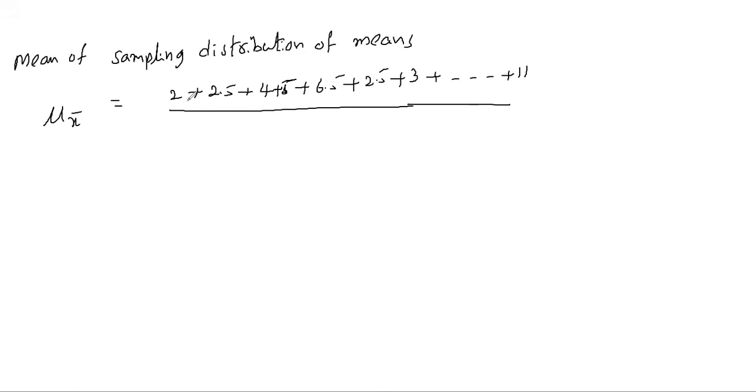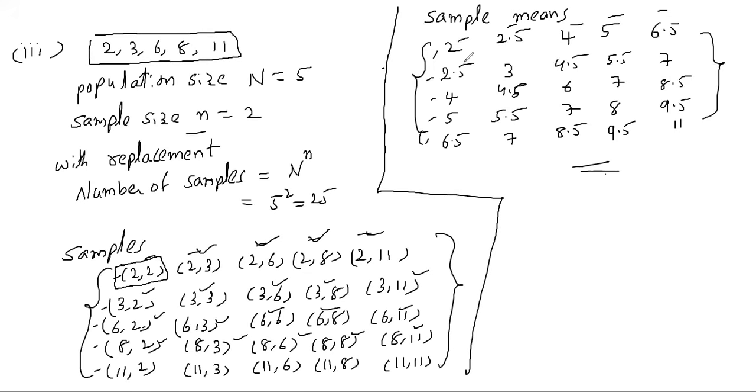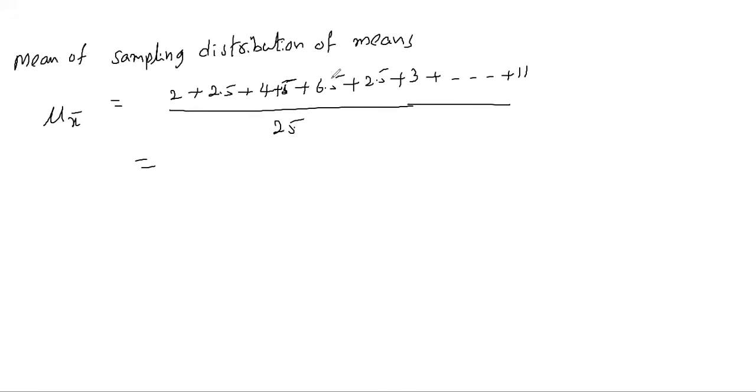Sum of the data values by number of data values. How many data values are there? 25. We are adding all the data values, and the total number of data values is 25. So the sum of the data values divided by the number of data values, when you do this in the calc, gives mu x bar.